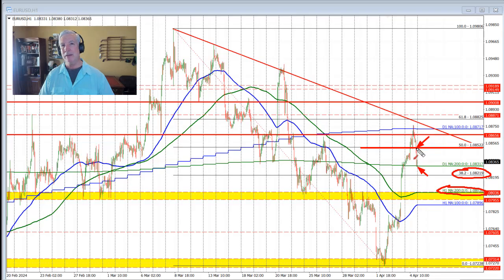So, if I were to decide on a range for the Asian session, it would be 31 to 52, about 20 pips, and we'll see what happens from there. But that's how the euro versus US dollar is setting up into the Asian session. So that's my technical view of this currency pair.